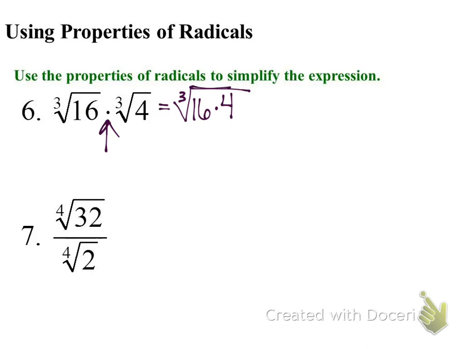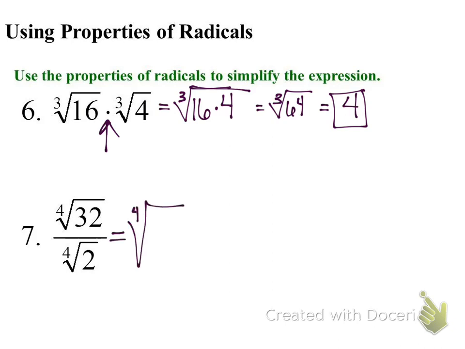So underneath there, we get the third root of 64, which is a perfect root. We get 4. So if it's multiplication between two of the same indices, we can take them both under one cubed root. Same with number 7. They both have fourth roots, so we can put them under one fourth root and just take their quotient.